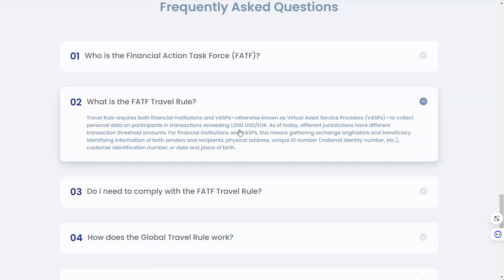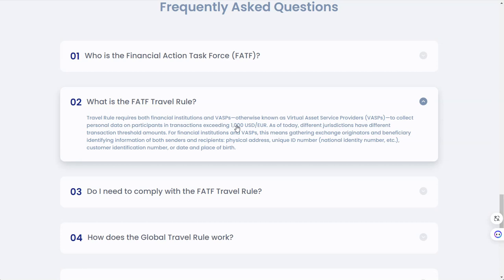And by the way, this $1,000, this can vary from jurisdiction to jurisdiction. So some jurisdictions say it is $3,000. So I expect this to be 1,000 euro in the Eurozone, right? And this will completely de-anonymize all wallets that send transactions above $1,000, right? So this video is not about tax avoidance or tax optimization. This video is about privacy, right?